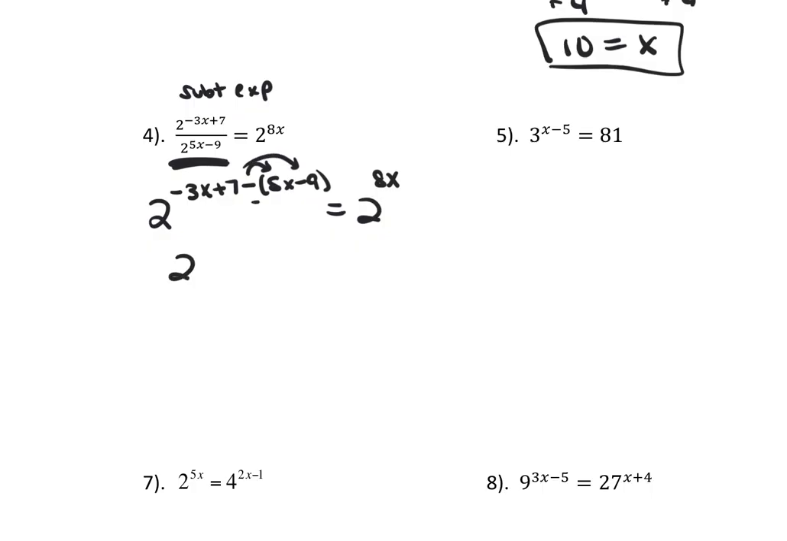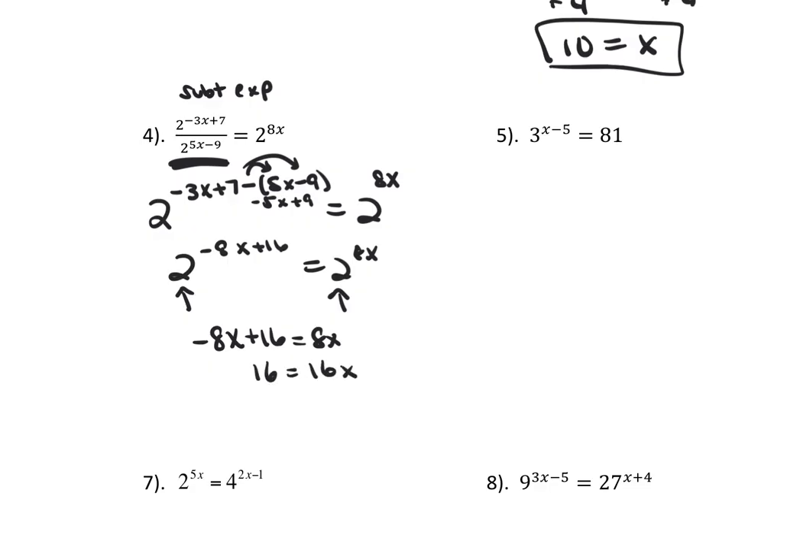So we'll get negative 5x plus 9. So combining like terms, negative 8x plus 16. And then we have our same bases on each side, so we can just set the exponents equal to each other. Add 8x to the right, we'll get 16x, and divide both sides by 16. We'll get x equals 1.